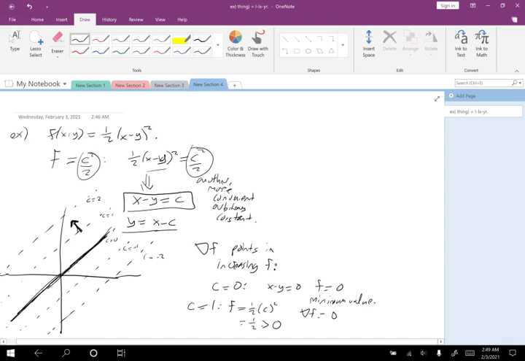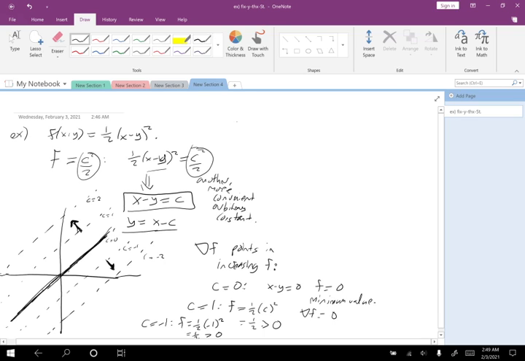But actually, c equals negative 1 does the same thing. So c equals negative 1, we again get f equals 1/2 negative 1 squared. So it's again 1/2, and that's bigger than what we started with. So actually going in this direction increases f too. So the gradient actually will look like this. And we can continue to draw.